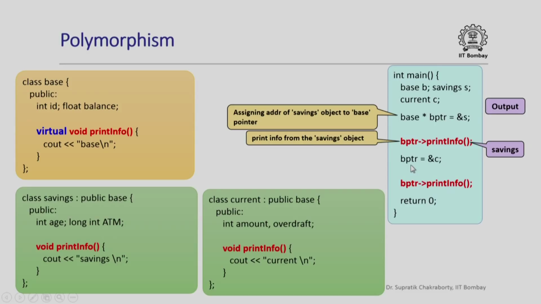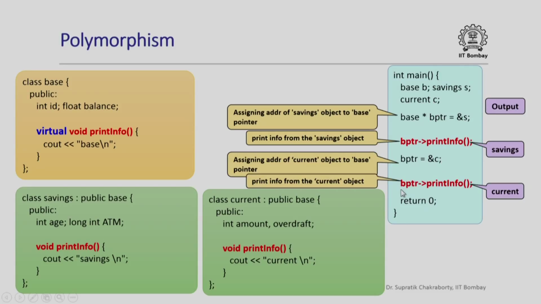Here the same pointer variable BPTR is now assigned the value of the address of C, where C is an object of the current class. So when we say BPTR arrow printinfo over here, because printinfo is declared virtual in the base class definition, the printinfo of the base class is not going to be called here. Instead, at runtime it will be determined what BPTR is pointing to. BPTR is in this case pointing to an object of the class current, and therefore printinfo as defined in the class current will be called, and you will see on the output current being printed here.